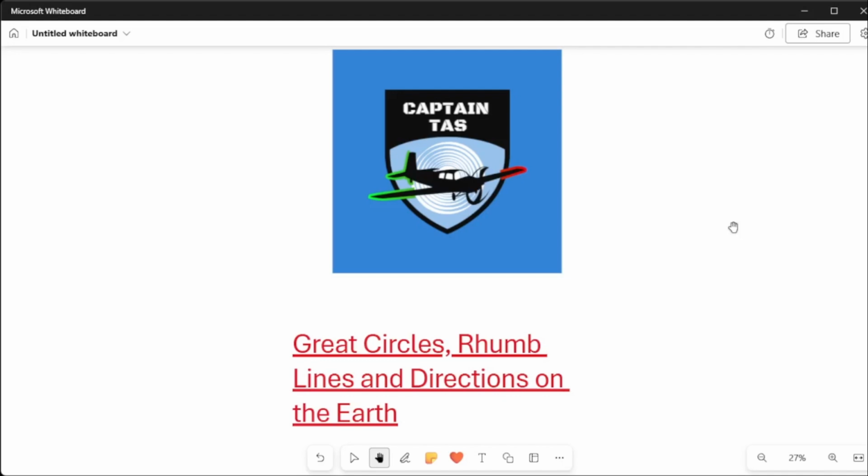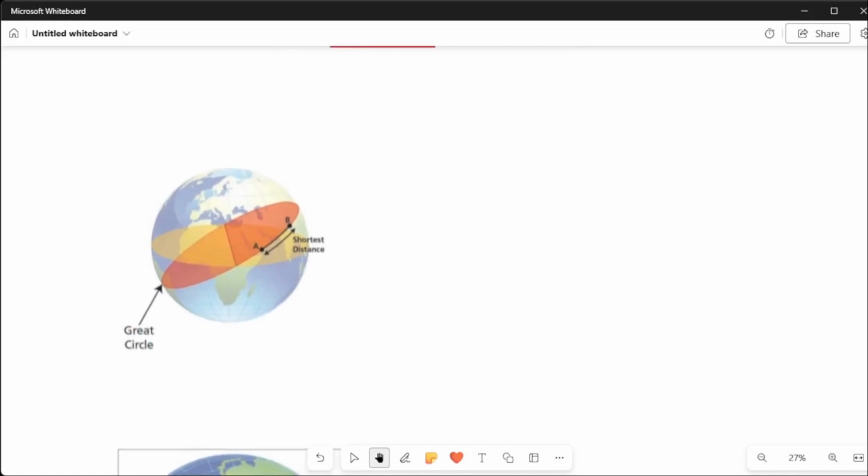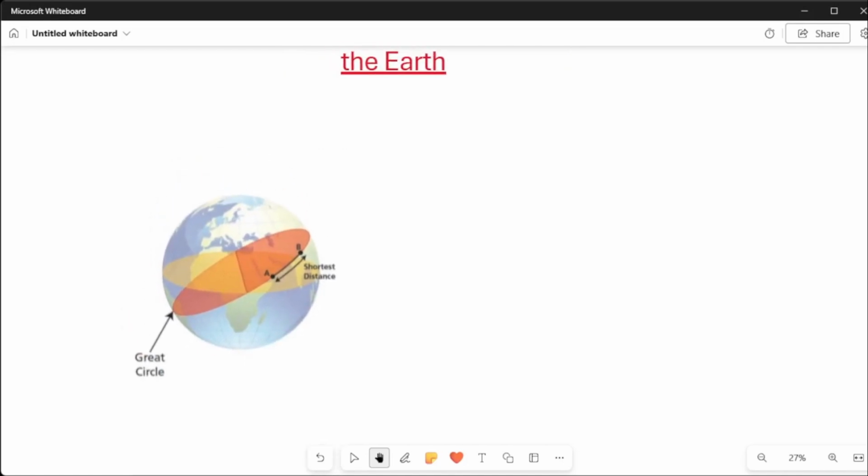Let's get airborne. So, today's topic is great circles, rhumb lines, and directions on the Earth. So, let us begin by defining what a great circle is. Any circle on the surface of the Earth whose radius and center are the same as that of the Earth is called a great circle.